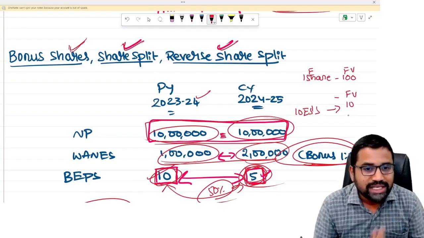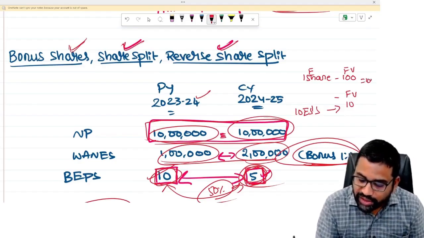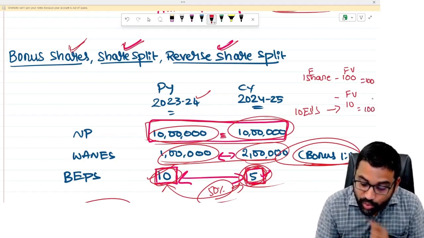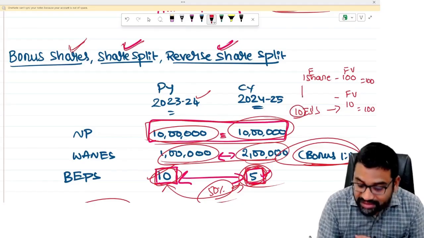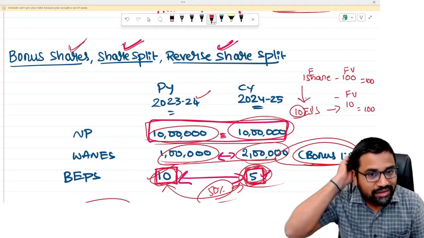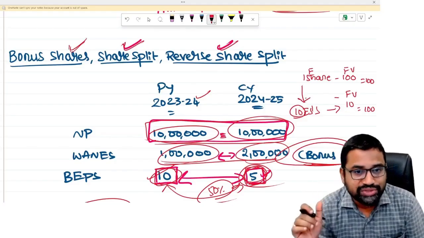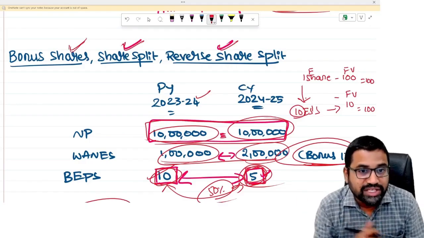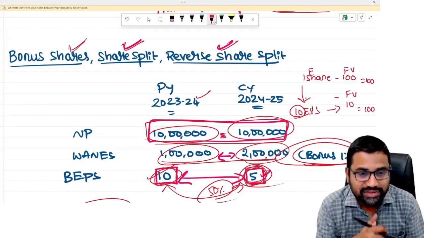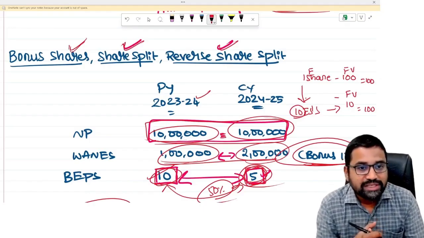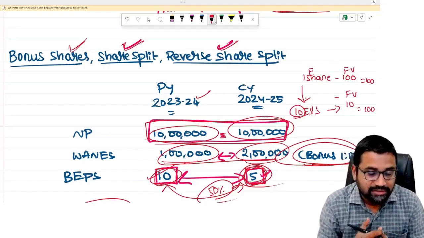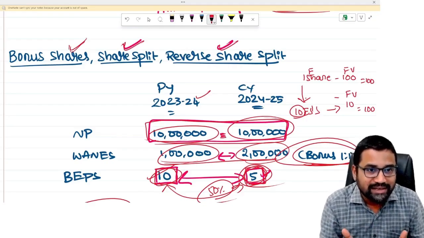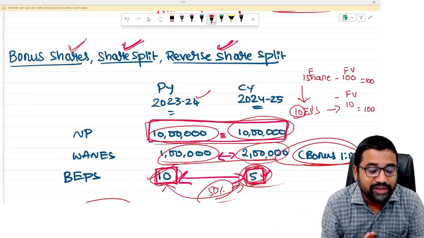Now you tell me, ultimately is there any effect on the total? No effect on the total. One share is 100 rupees; here 10 shares into 10 rupees is 100 rupees only. But what is affected here? The number of shares increased, from 1 it has become 10. Now this has the same effect as a bonus issue. Just as a bonus issue affects my outstanding number of shares without any corresponding effect on the net profit or loss, similarly a share split affects my number of shares. There is no corresponding effect on the profit, because when you make a share split, only the number of shares will increase, profit will not be affected.